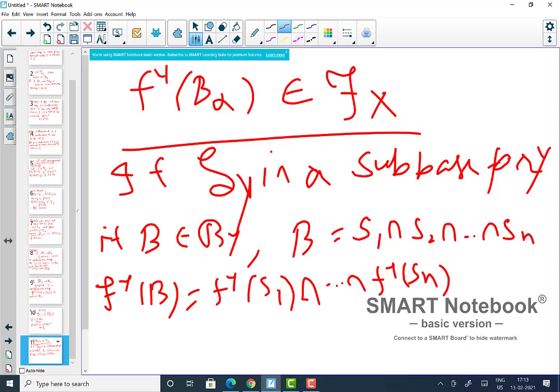So it is enough to check whether f inverse of S belongs to tau of X for all S belonging to that subbase or not. If it is true, then that is enough for proving that it is a continuous function. So these two are very important observations that tell you how to check whether some function is a continuous function or some function is an open function or not.